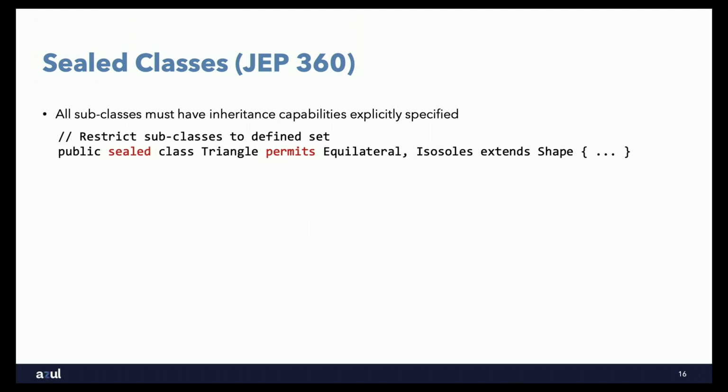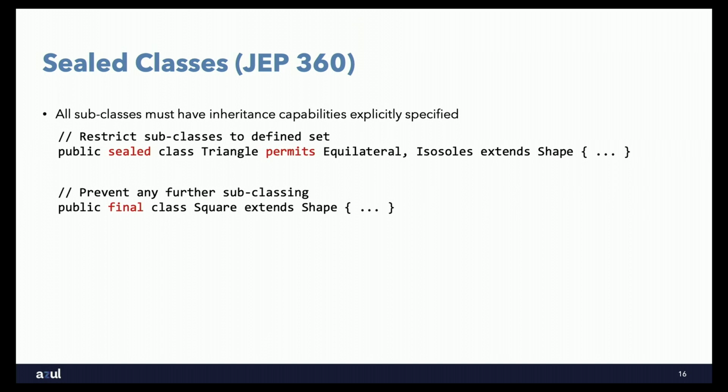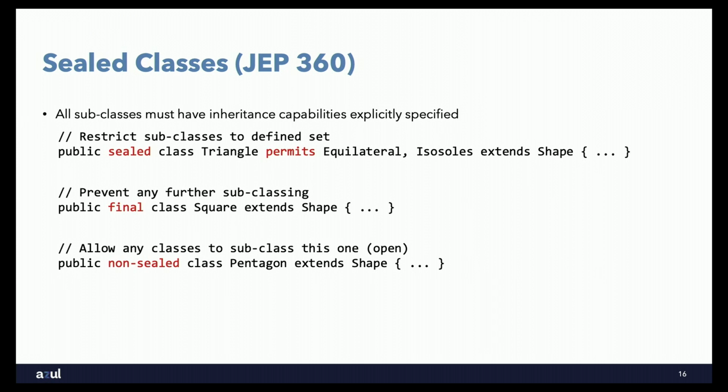The second thing we could do in terms of inheritance capabilities is make the class final, so there will be no further subclassing of that. And then the last thing we can do is use the hyphenated contextual keyword non-sealed. We add that as a modifier, and that way anybody can inherit from Pentagon. So it's now opened up, and there are no restrictions on that.